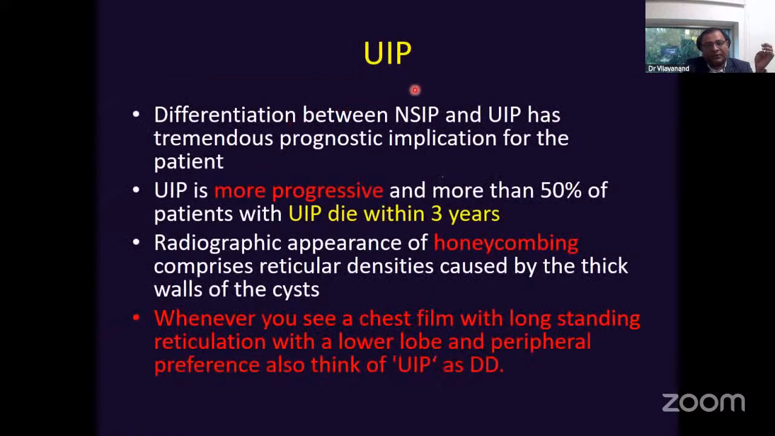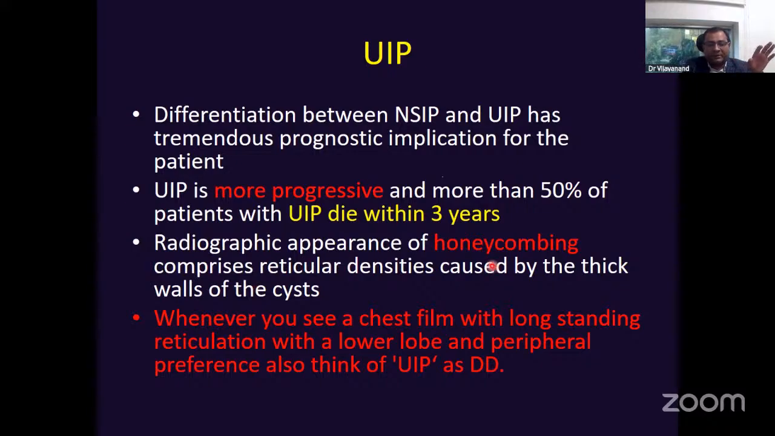Coming to UIP, or usual interstitial pneumonia, the differentiation between NSIP and UIP has tremendous prognostic implication for the patient. So basically it's a moral responsibility of the radiologist who reads the HRCT to try to give the best diagnosis possible, because the prognosis of the patient depends on this. Once UIP is diagnosed, they usually die within 3 years. So we need to be a little proactive and give the diagnosis.